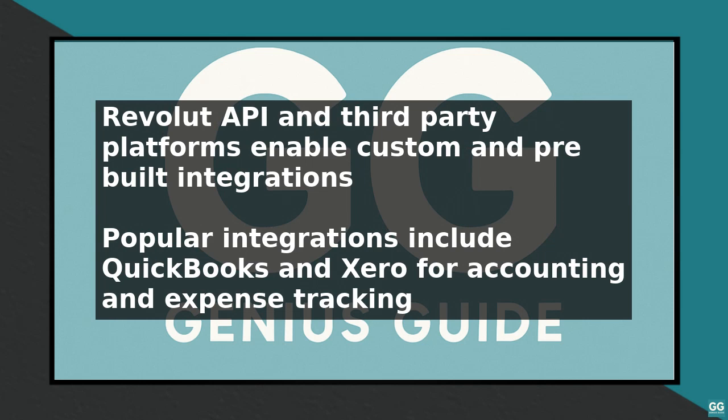The Revolut API allows developers to build custom integrations, while third-party platforms offer pre-built integrations with popular services. The first step is to choose the service you want to integrate with Revolut, such as accounting software, expense tracking apps, or e-commerce platforms. Some popular integrations include QuickBooks, Xero, and Shopify. Once you have chosen the service, you need to connect your Revolut account to the integration platform or API.